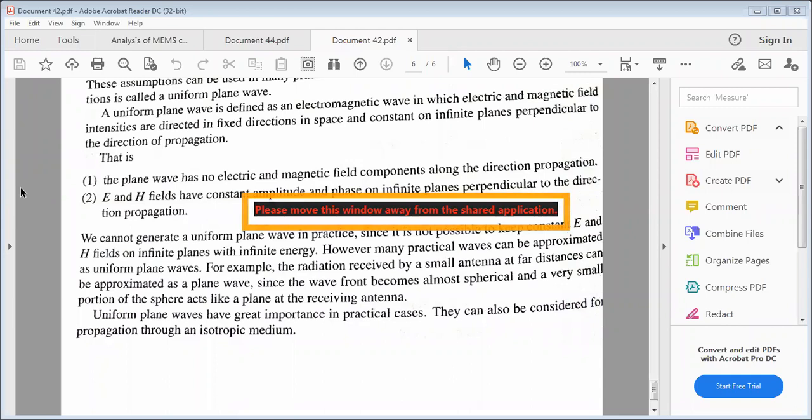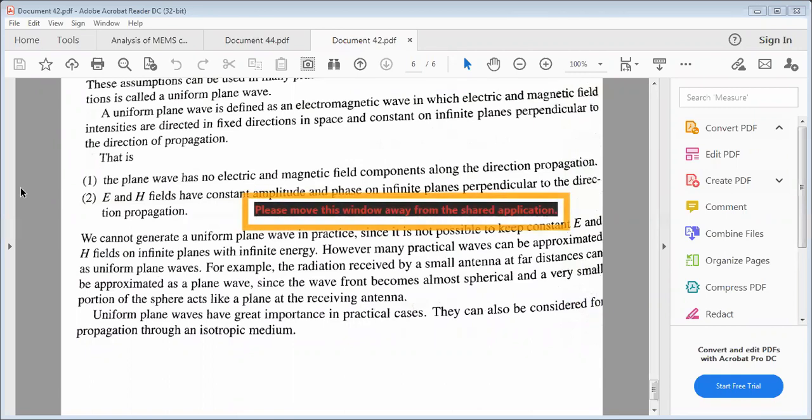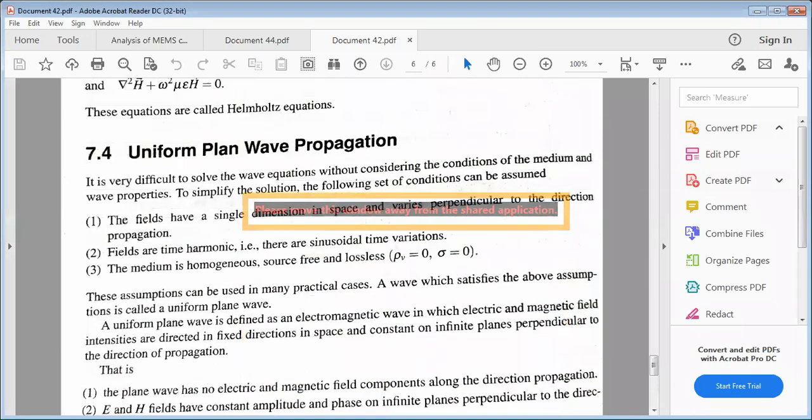For example, the radiation received by a small antenna at a far field distance can be approximated as a plane wave, for correlation purposes only. Since the wave front becomes almost spherical and a very small portion of the sphere acts like a plane at the receiving antenna. Uniform plane waves have great importance in practical cases. They can also be considered for propagation through an isotropic medium. This is the concept of the uniform plane wave.